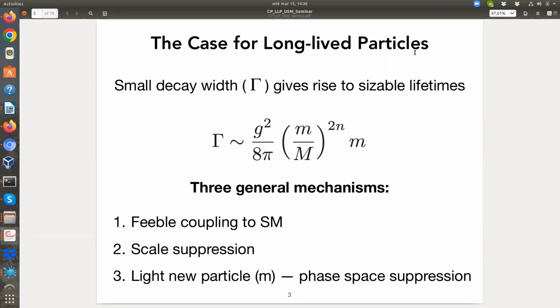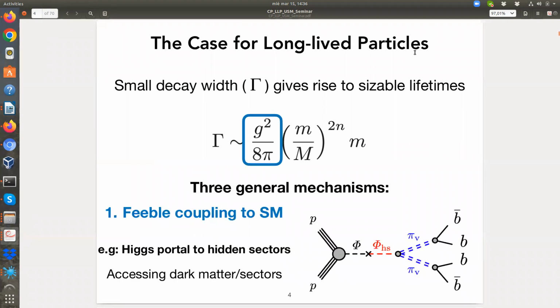So you want ideally this number to be small if you want to have long-lived particles. So then small coupling. I will go through them one by one, so it's more clear. So the first mechanism is small coupling. One example, which is not the full theory, but gives you a sense of what we're looking for.